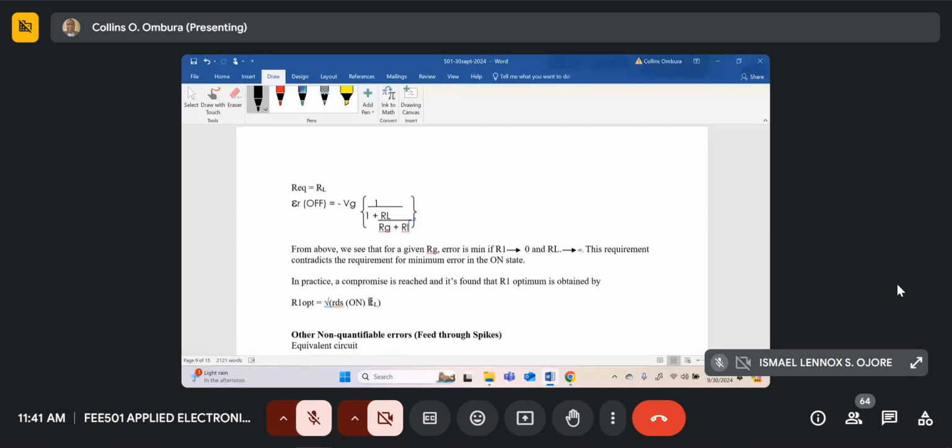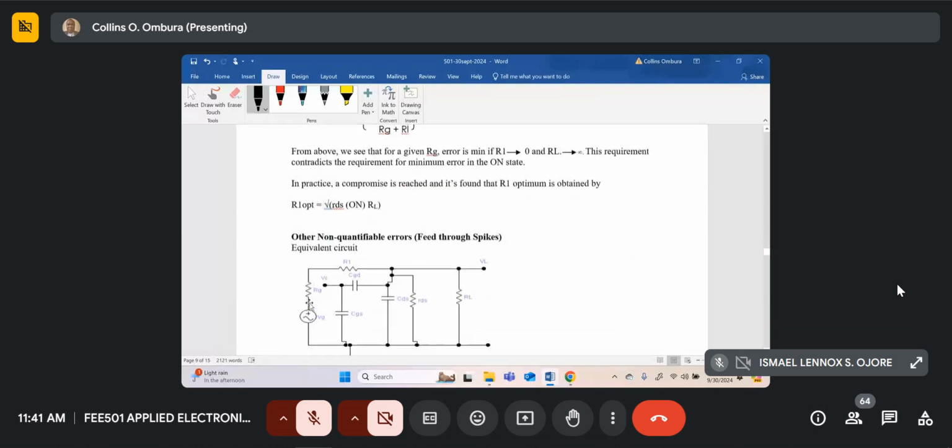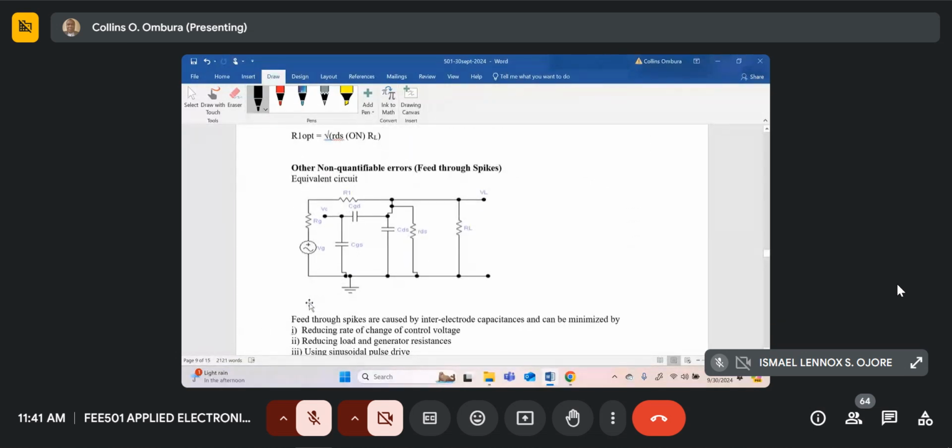Now, there are other types of errors also, which are referred to as non-quantifiable errors. These are errors which you cannot put an exact equation to, because their values are dynamic and their values change.